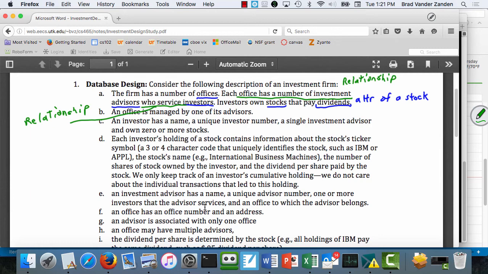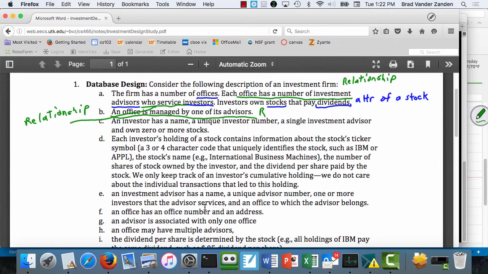So B says an office is managed by one of its advisors. What does that sound like? An entity, a relationship, an attribute? It's going to be generally one of the three. It sounds like a relationship. I'm going to put an R there. It's a relationship between two of our entities, offices and advisors.